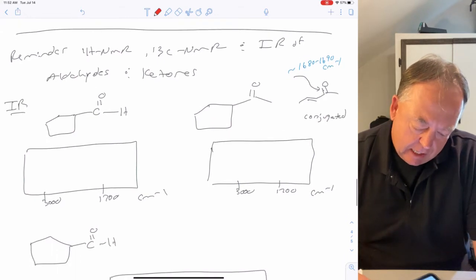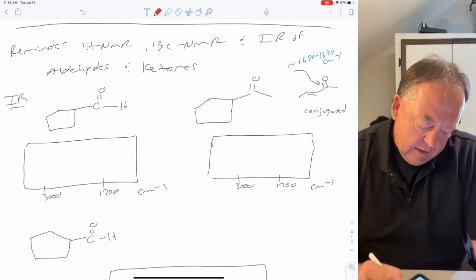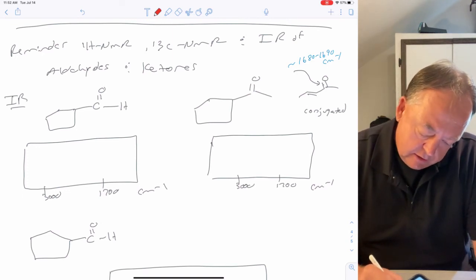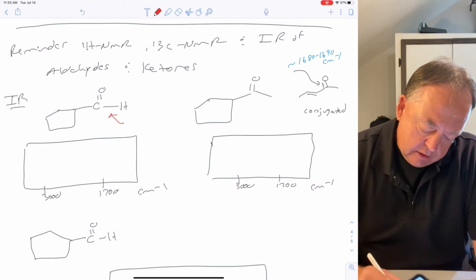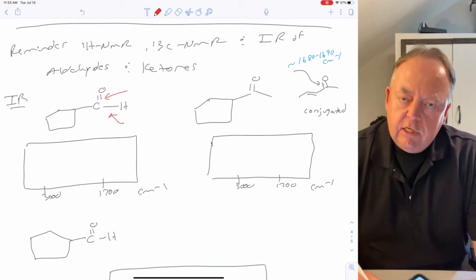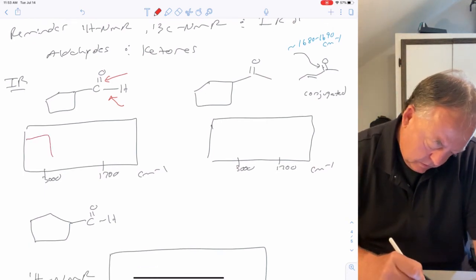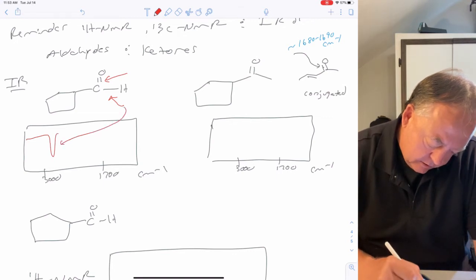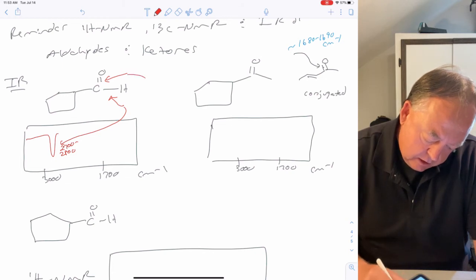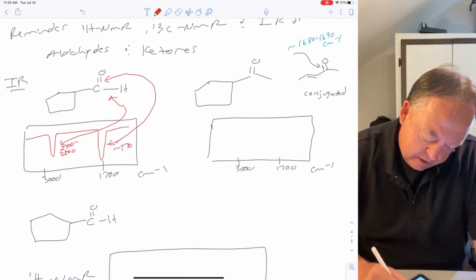Okay, and lastly in this chapter, just to remind you a little bit about the spectroscopy of aldehydes and ketones. So in terms of IR, what's significant is, right, you see a CH stretch for the hydrogen attached to the aldehyde, and you see the C double bond O stretch. And then where are those at? So this is about 2700 to 2800, and the C double bond O is around 1700.